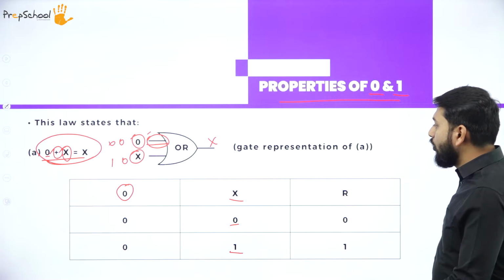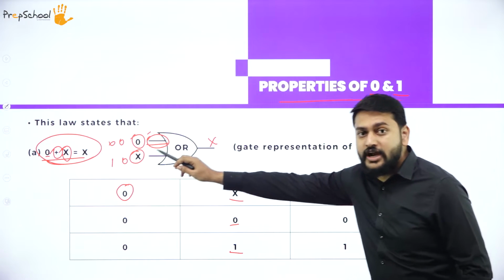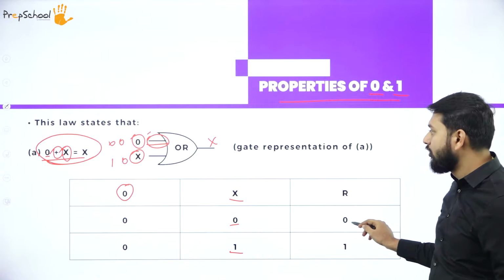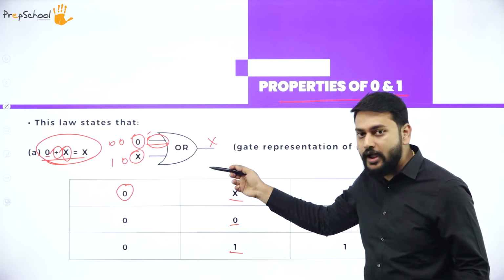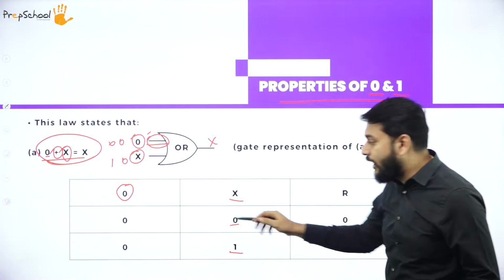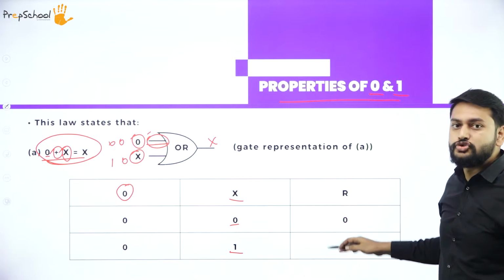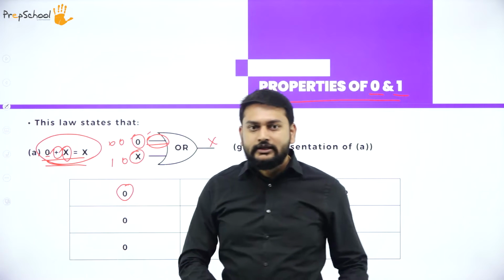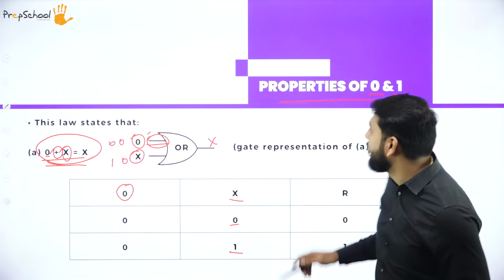So fine. What is the operation that I have to perform? Obviously OR, it's a plus, okay? 0 plus 0 is 0. So x value here is 0, all right? 0 plus 1 is 1. So this is what you have to remember with this.